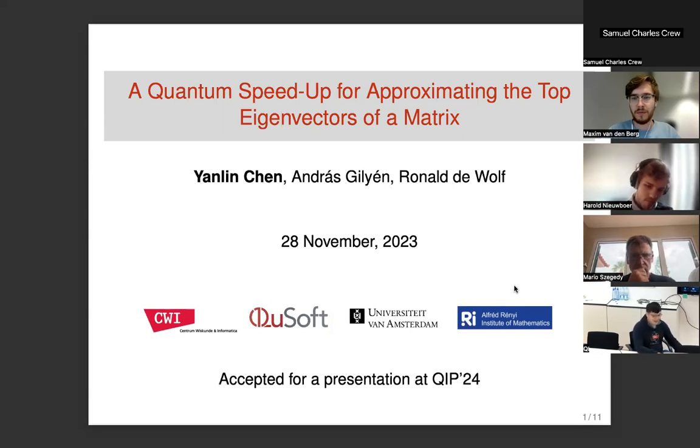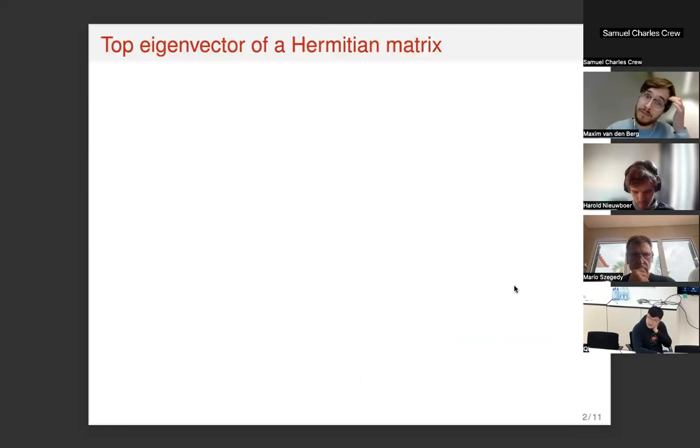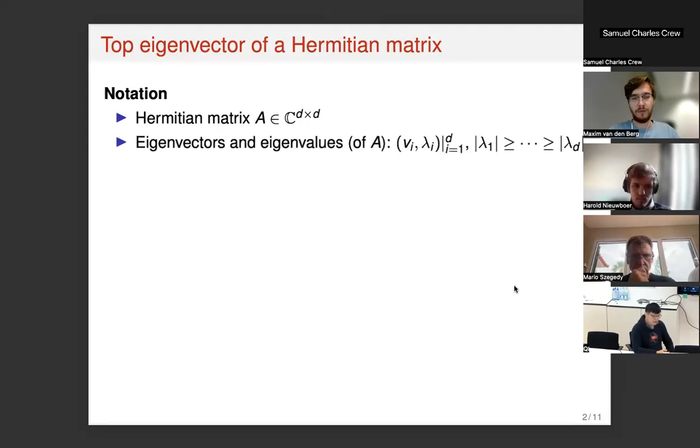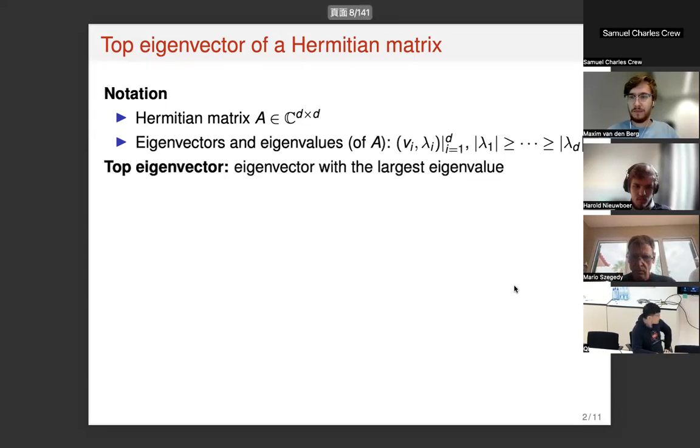To start with, let's quickly go through some notation. In this talk, I will use capital A as a D by D Hermitian matrix, with eigenvalues lambda 1 to lambda d and the corresponding eigenvectors phi i. And what is the top eigenvector? I think everyone might already know, it's just the eigenvector with the largest eigenvalue, which is quite straightforward.